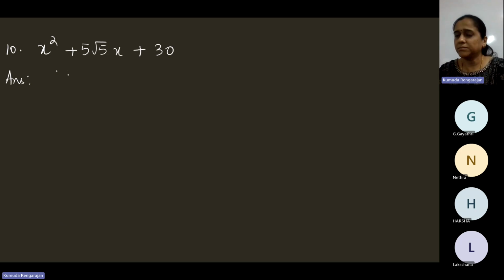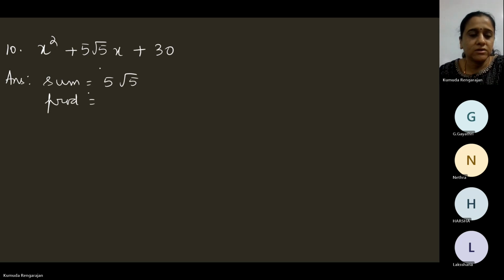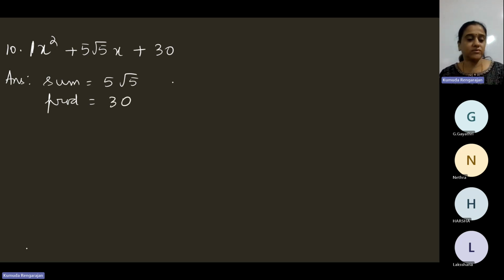It's quadratic. We'll have to factorize by splitting the middle term. The sum is the coefficient of x, 5 root 5 plus 5 root 5. And the product: the coefficient of x square is 1, so 1 into 30, which is 30. So you can write 30 straight.